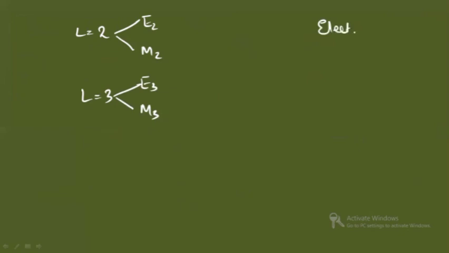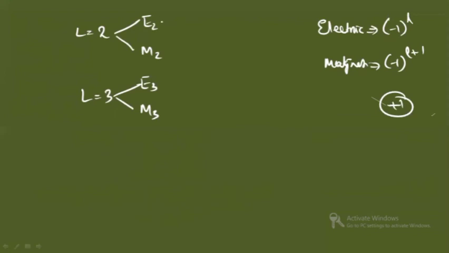So the possible multipoles: for L equals 2, either E2 or M2. For L equals 3, either E3 or M3. Already we have seen for the electric multipole, the parity is (-1)^L, and for the magnetic, it is (-1)^(L+1). Here we have L equals 2 and L equals 3, and you need the parity to be +1. E2 gives +1. M2 is (-1)^(2+1), so it is (-1)^3, which becomes -1.